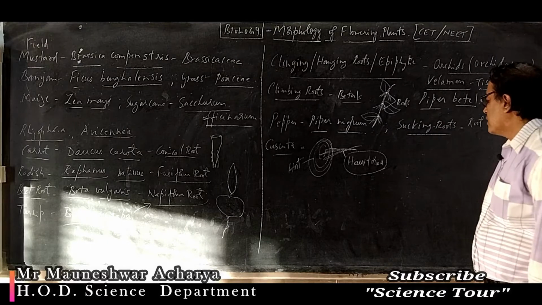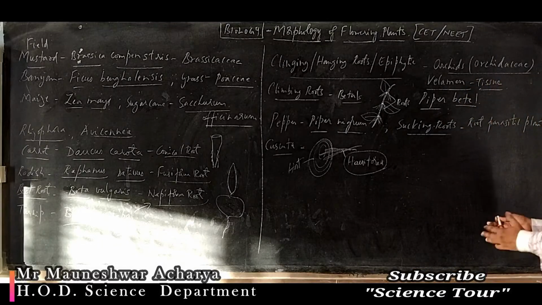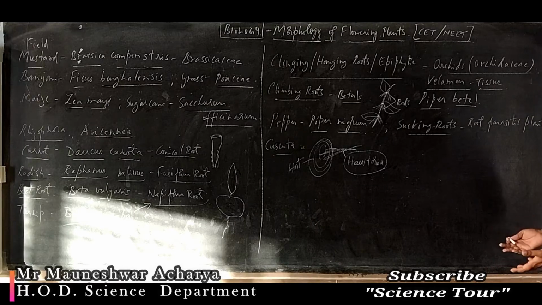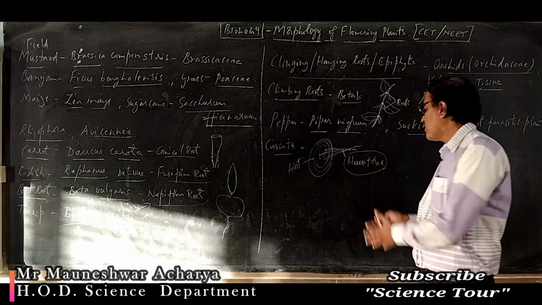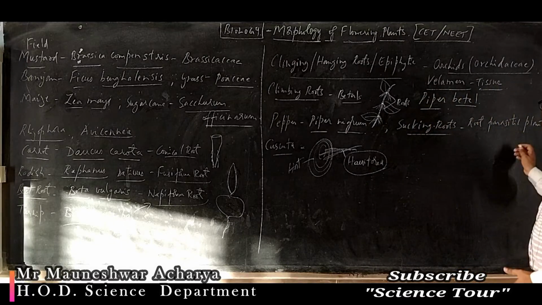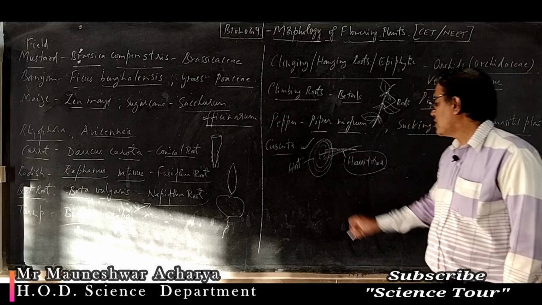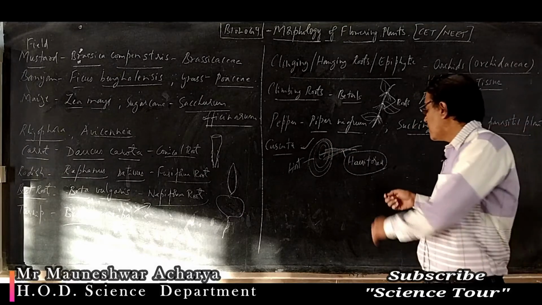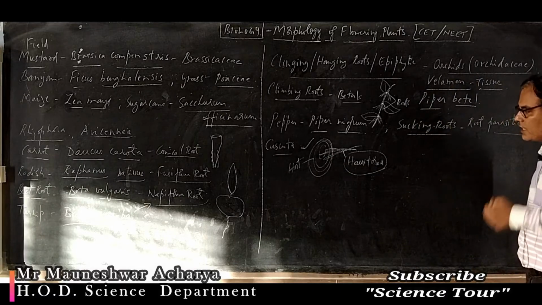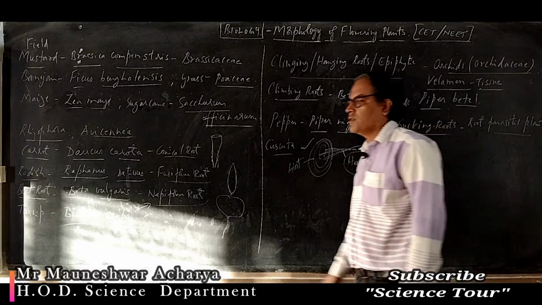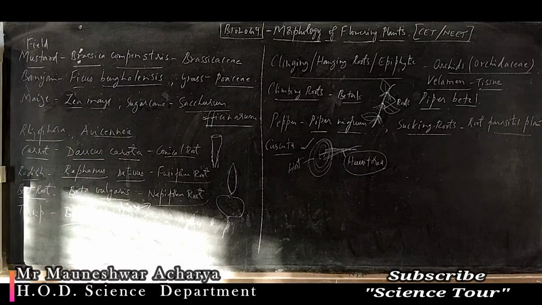Since it cannot synthesize its own food, because they don't have any leaves and so cannot photosynthesize, they depend upon others for their nutrition, so it is called a parasitic plant. Cuscuta is a very good example of parasitic plants which have root-like structures called haustoria. They withdraw this haustoria into the host and take the nutrition from the host. That is called the sucking root.